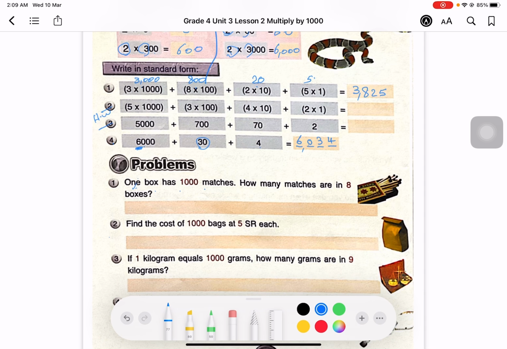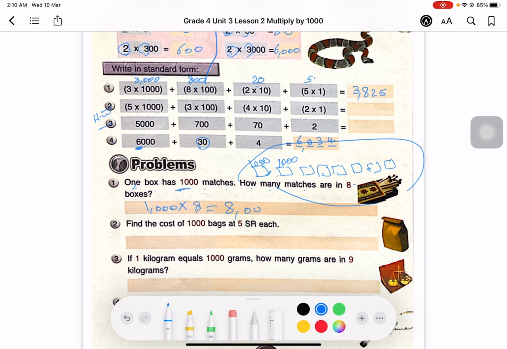One box has 1,000 matches. How many matches are in 8? If I have 8 boxes, okay, 1, 2, 3, 4, 5, 6, 7, 8. In each one there is 1,000. What you are doing? Yes, you are correct. You are repeating. So to know how many in all, what should I do? I should say 1,000 multiply 8. The basic fact is 1 times 8. It's 8. Then you drop 3 zeros.